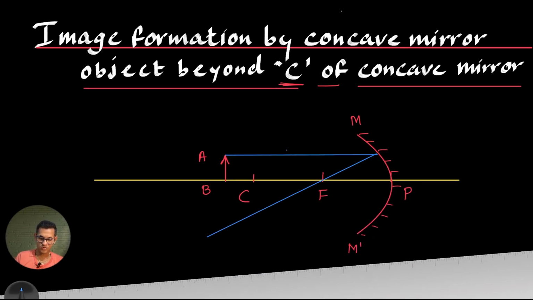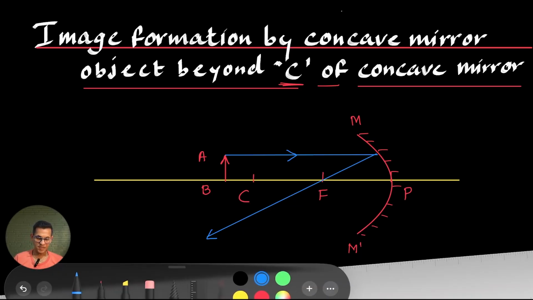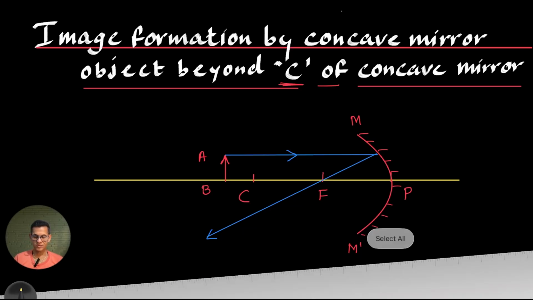Let me show the arrows to show the direction in which the ray is traveling. So this is my first rule. Let's use the second rule and see where we get the intersection, or if at all we get the intersection.